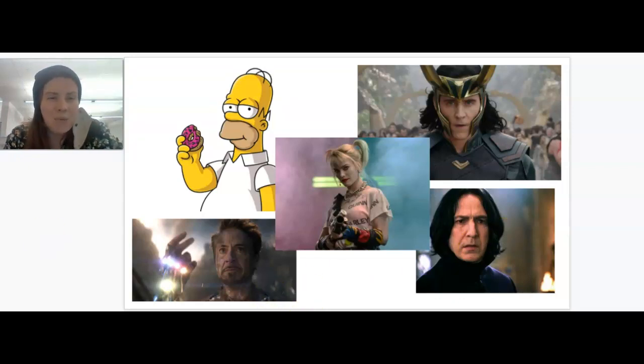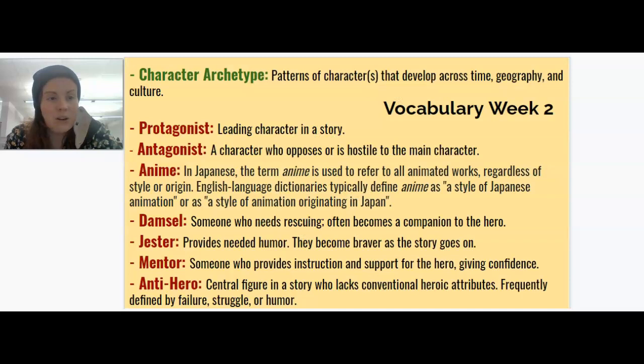So I'll ask you at some point in class which character archetypes you identify with, but I want you thinking as we go through this movie, what are you seeing? What are the patterns? How are they showing up? And then who could you write into your story ultimately?